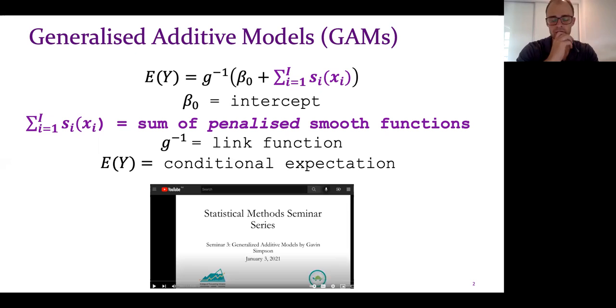But again, if you're interested in learning more about GAMs, the theory of GAMs and the way that they're estimated, I encourage you to have a look at this webinar by Dr. Kevin Simpson that was given to EFI a year ago, and some of his other associated materials.